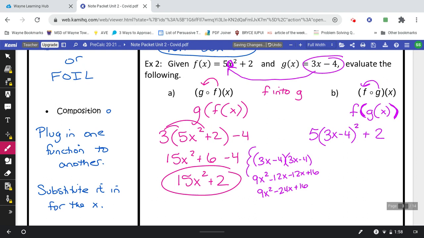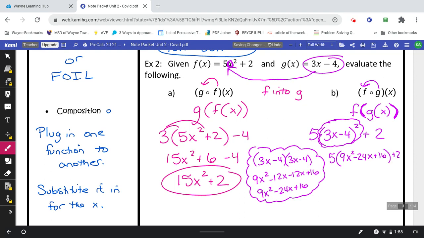So that's kind of what I got when I FOIL that off to the side. So I'll just take that answer, 9x squared minus 24x plus 16, and I'll just replace it with this little piece right here because that's what we solved for. So 5 times, and then the plus 2 at the end. You could have done all that within the problem if you wanted to. I find it easier to do it separately.